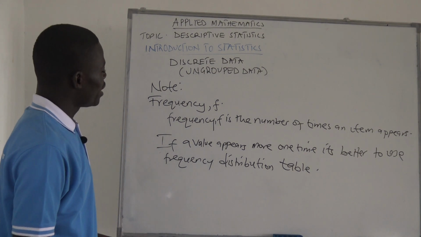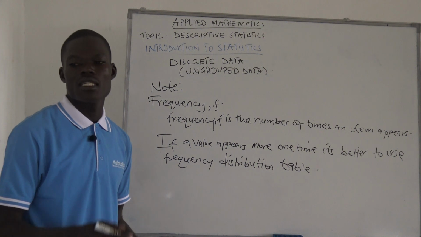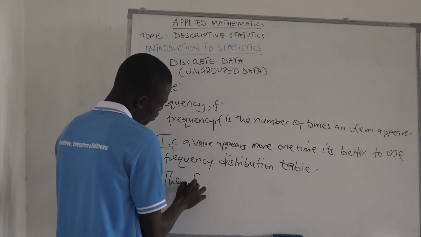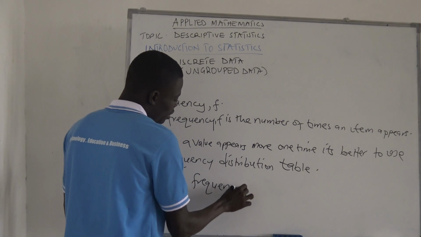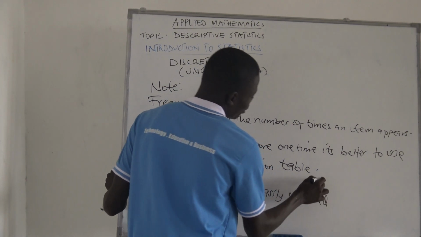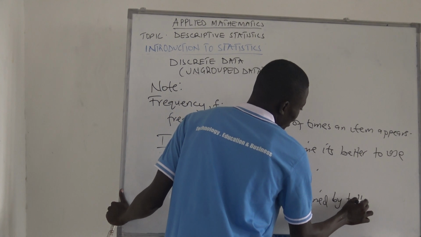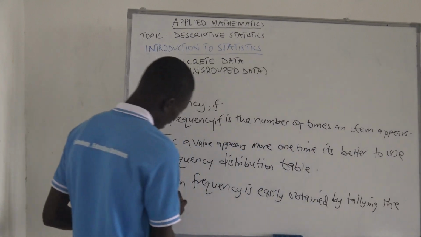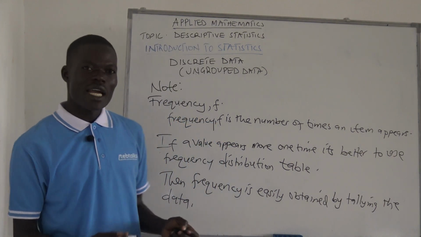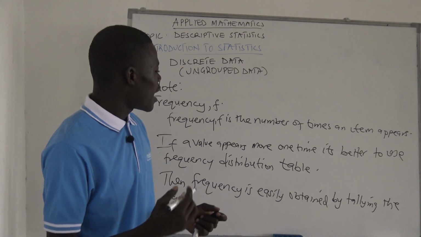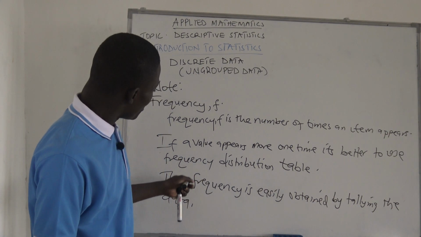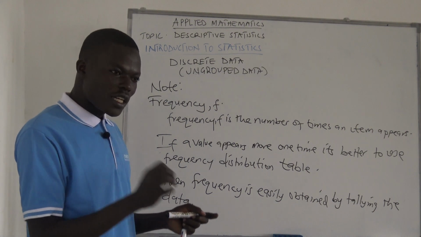Frequency, if you have done your frequency distribution table, is easily obtained by carrying the data. When you are carrying the data, it keeps on representing the number of times that data is appearing. Then after finishing the data which you are carrying, you get what we are calling the frequency, which is the number of times that data you have put.